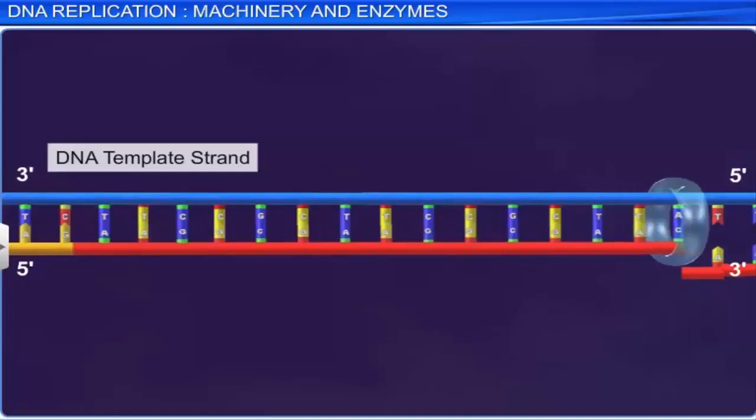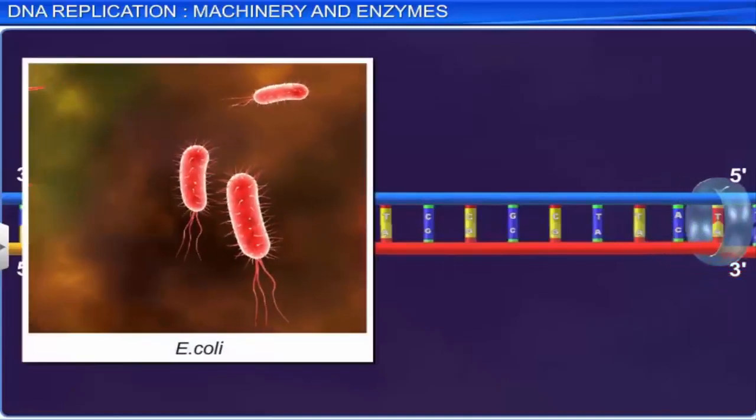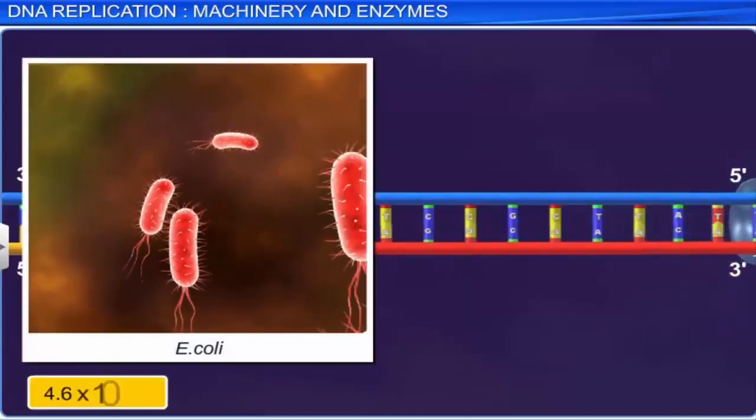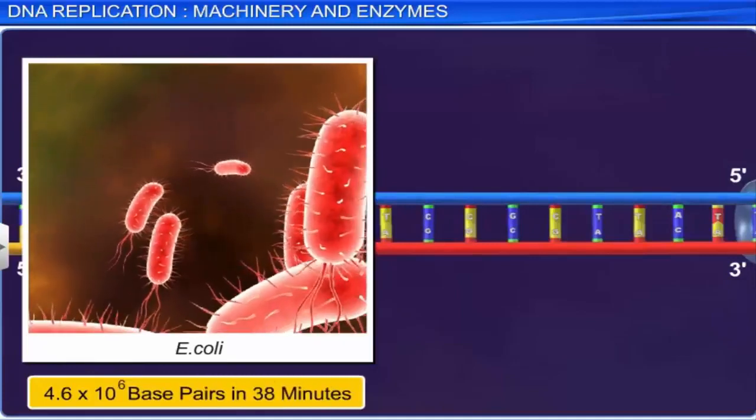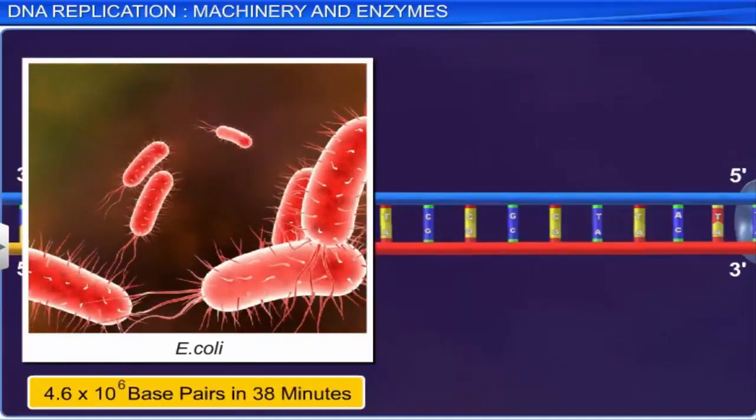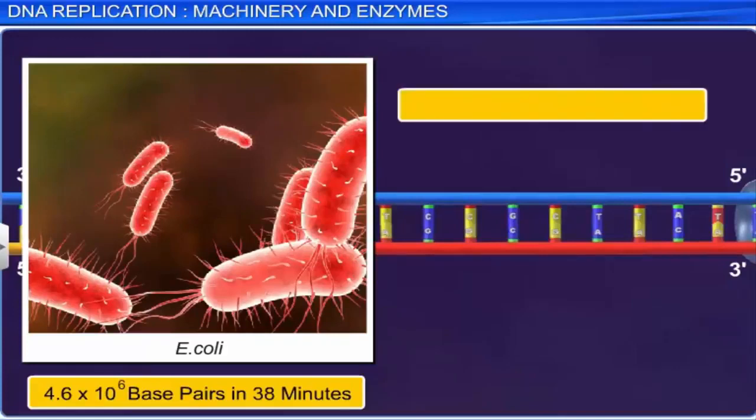For instance, E. coli can replicate 4.6 × 10^6 base pairs of diploid content in 38 minutes. That is, the average rate of polymerization is 2000 base pairs per second.